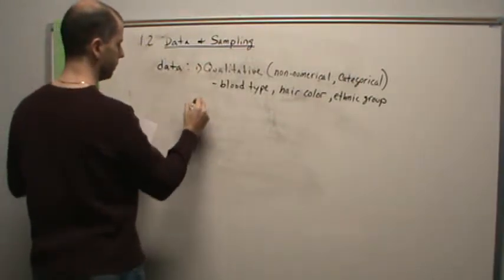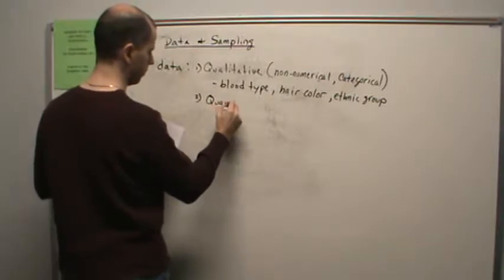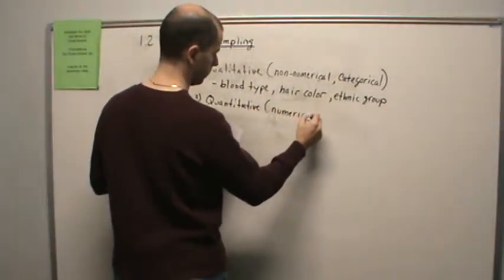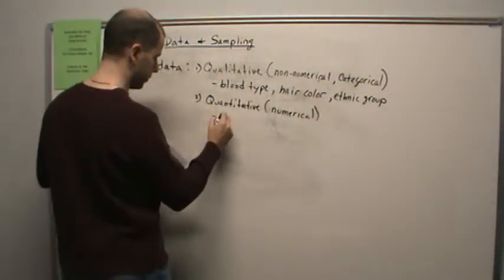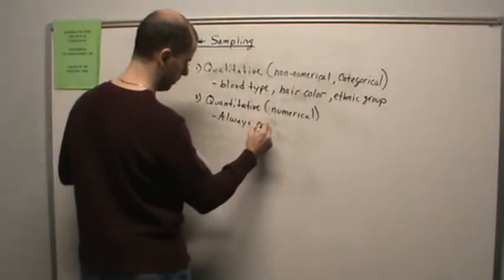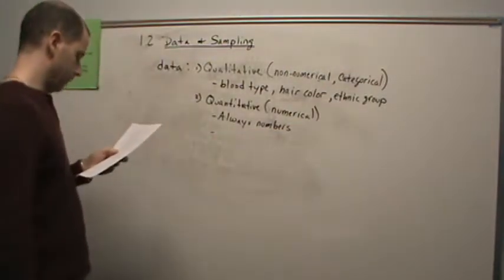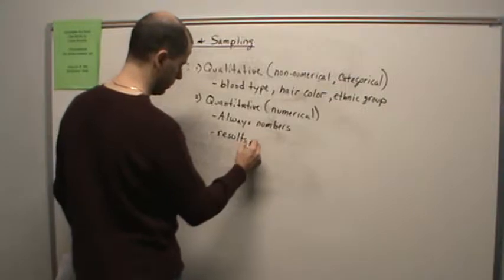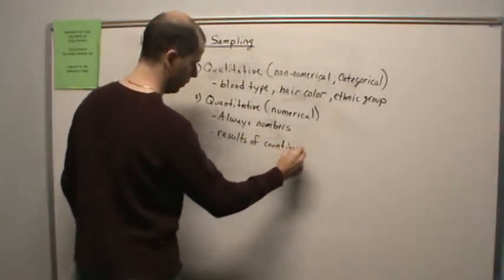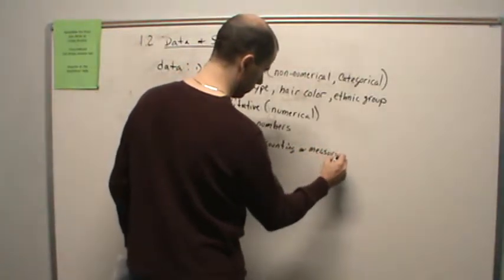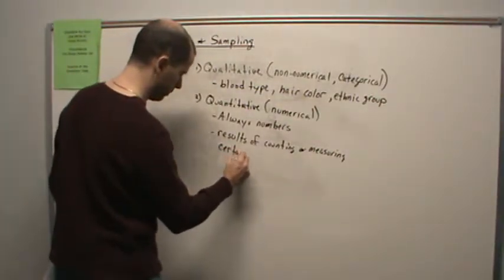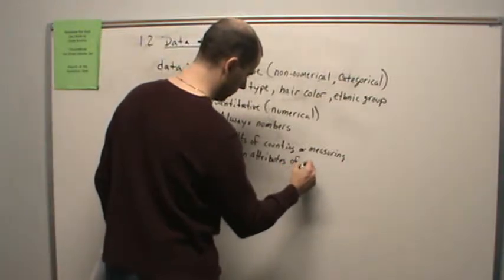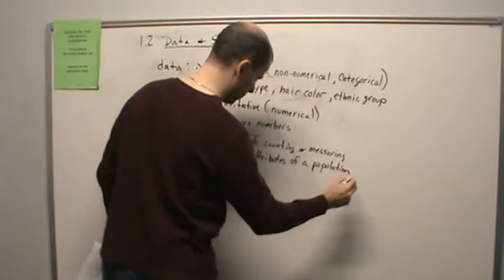The other type of data is quantitative, and this is numerical, always numbers. It's the results of counting and measuring attributes of a population. So it's the results of counting or measuring certain attributes, or variables, of a population.